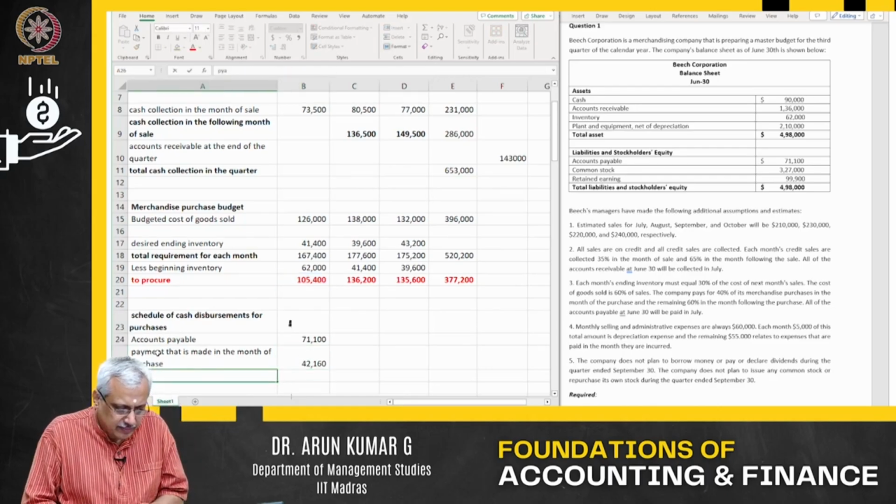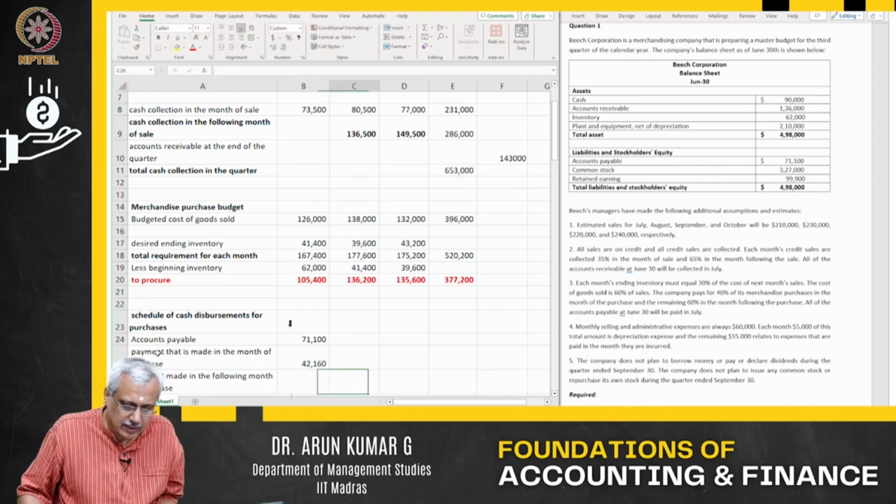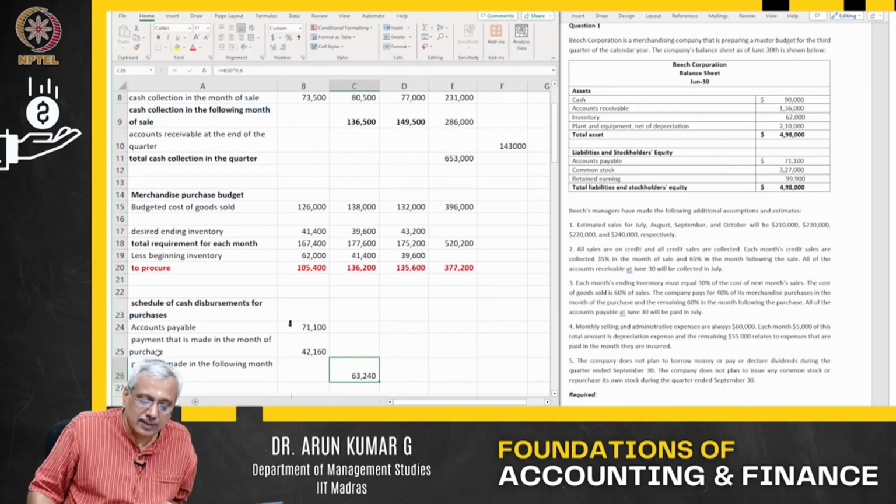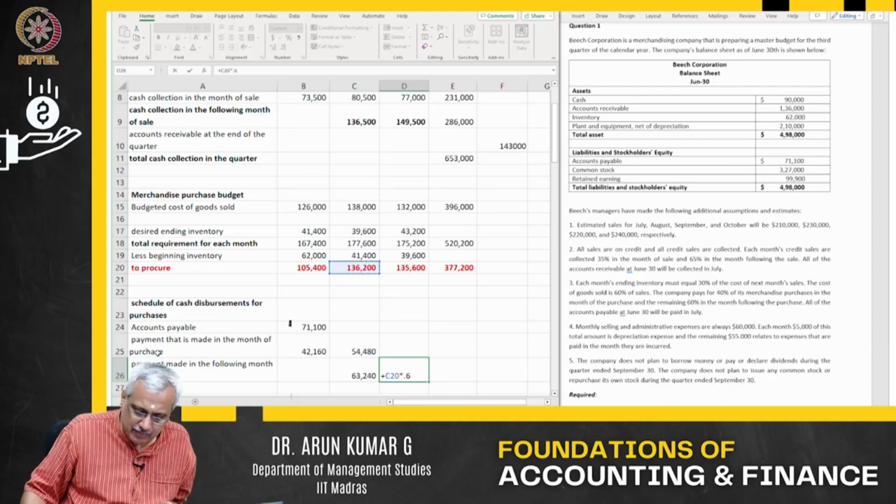Payment made in the following month of purchase. What is the purchase made in July? What is the payment made for that in August? 60%, 0.6. What is the purchase made in August? It is 0.4, 40% out there. For the purchase of August, what is the payment that is made in the month of September? 0.6.